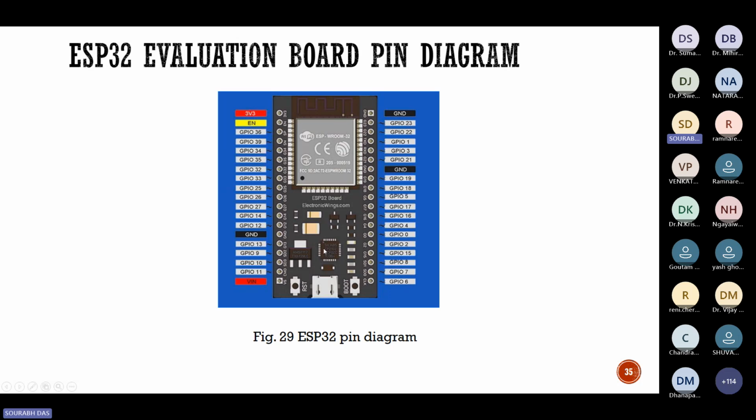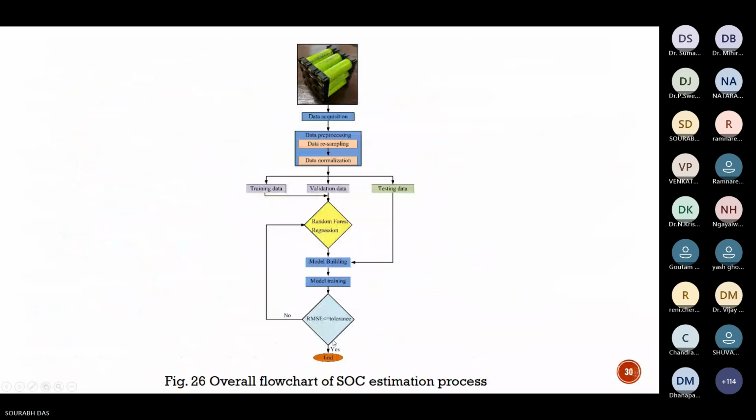Now, this is the ESP evaluation board that I have used to dump the code. First, I used Google Colab for the coding. Using Python, we can write the random forest algorithm and all the modeling part. Then we can dump that code in the ESP32, and in the diagram, we have to measure the data.